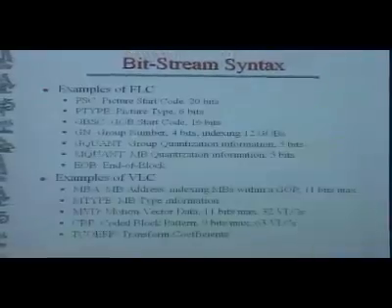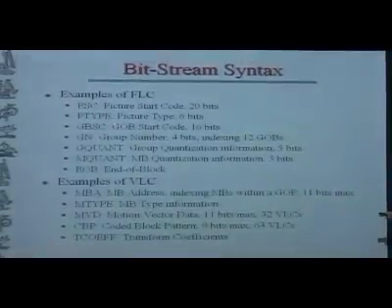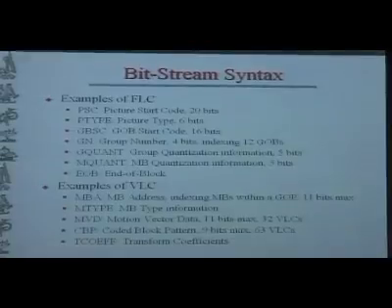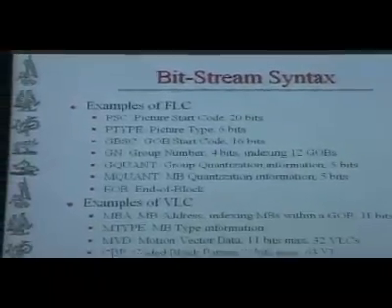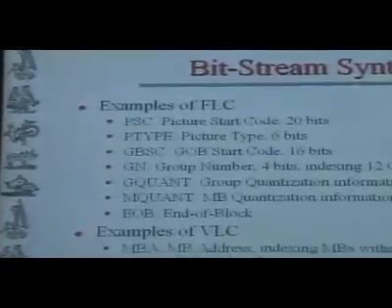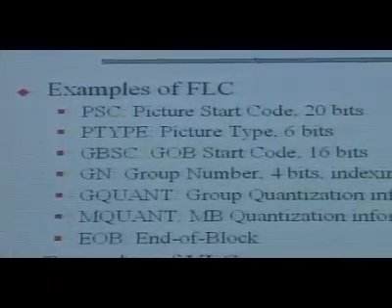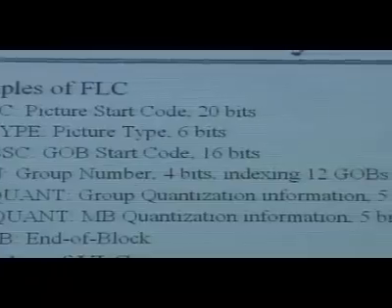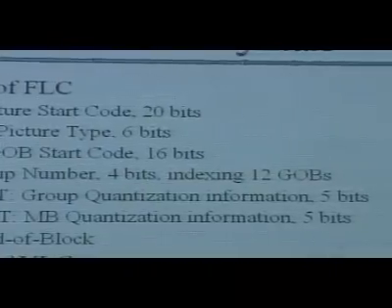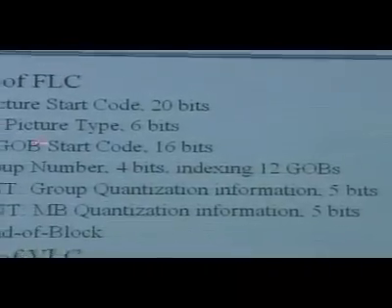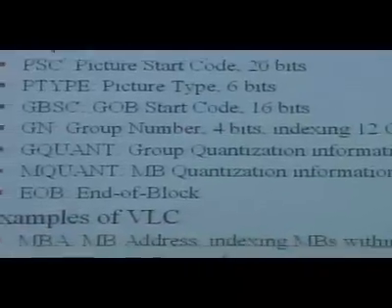Okay, then after that comes the picture type. Another 6 bits that describe whether it is the beginning frame, an I frame or intra-coded, or a P frame, which uses motion estimations. So we need all these things, and they are very precise.